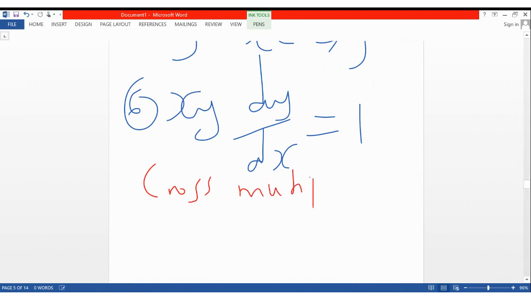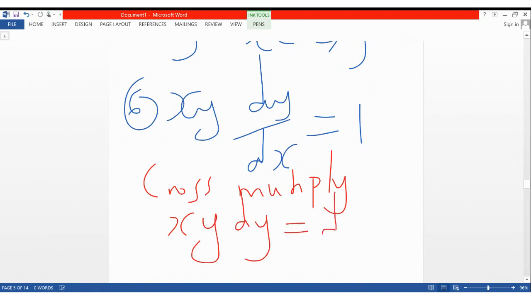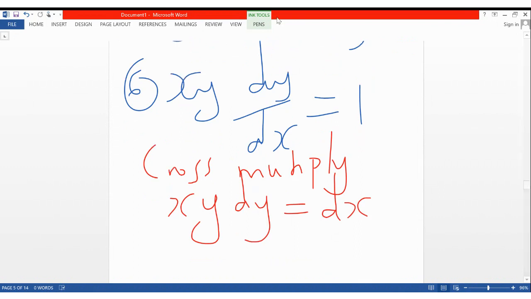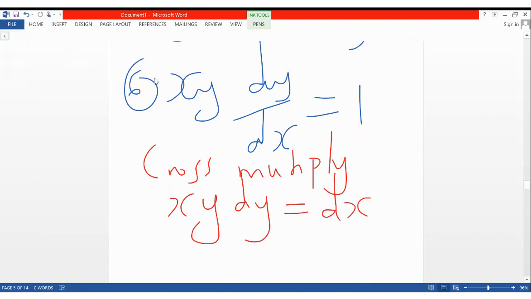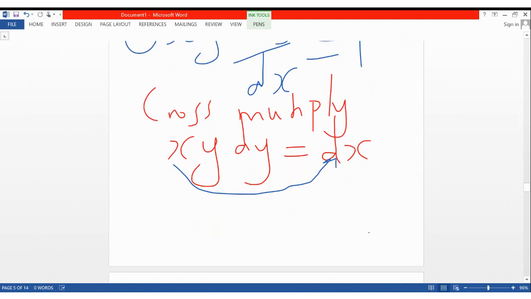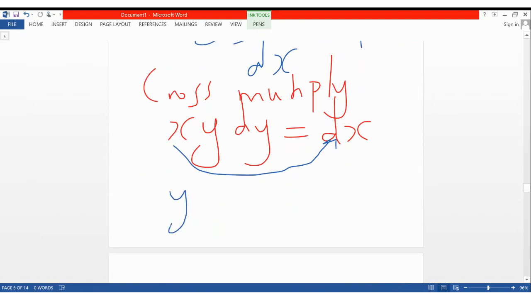I'll get xy dy is equal to, the dx has to come up. But now I still have another problem. I need to bring that x to the side of dx. So this x here has to come all the way to this side. So what shall we get now? We shall get y dy is equal to dx over x.